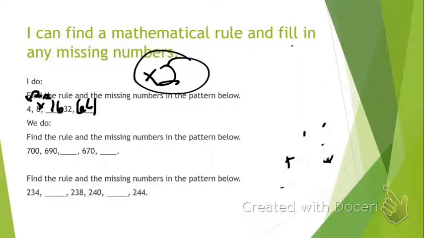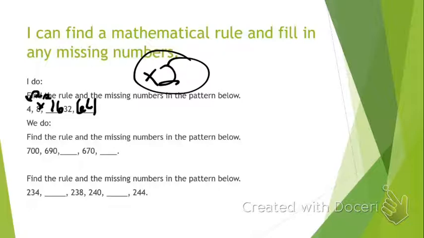Okay, so let's look at this next one. And this one you're going to do with me, okay? So we have 700, 690, missing number, 670, and then missing number. So we need to find the rule and the missing numbers. Okay, well it starts off with 700 and then it goes to 690. So are you thinking it's increasing or decreasing? If you need more time, pause the video. I'm thinking it's definitely decreasing.